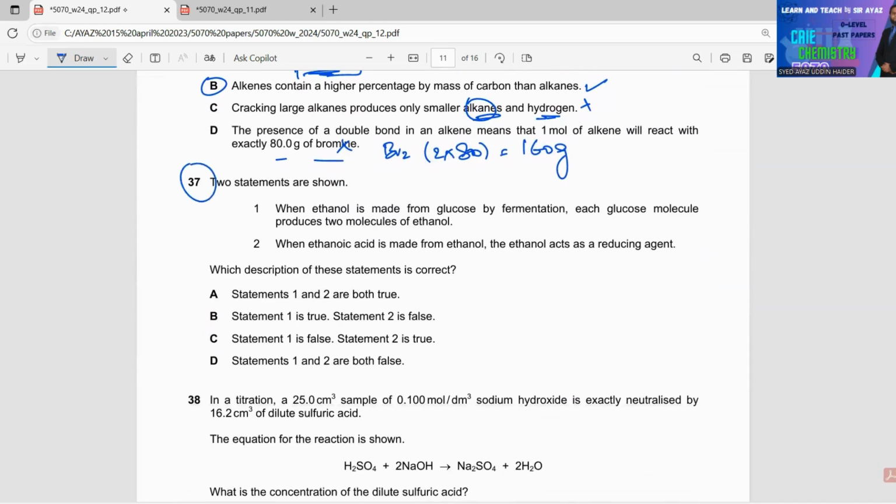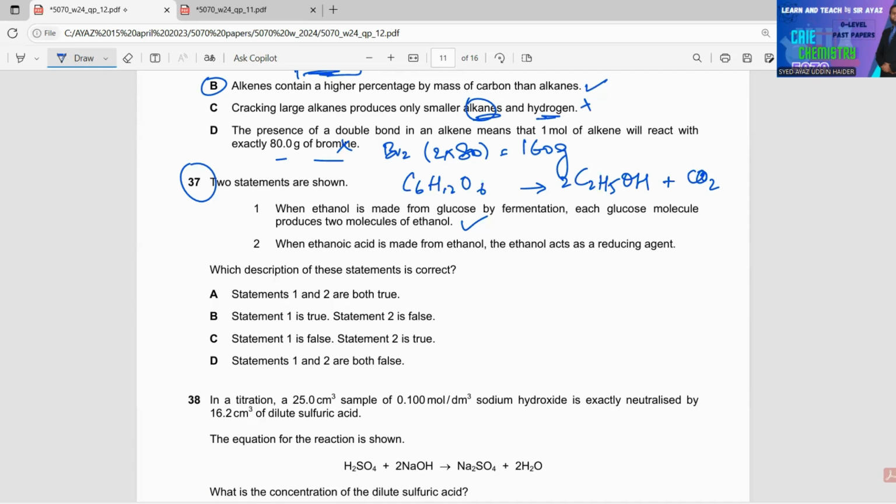MCQ number 37. 2 statements are shown. When ethanol is made from glucose by fermentation, each glucose molecule produces 2 molecules of ethanol. So is this statement correct? Yes, this statement is correct, because we are making ethanol from glucose. This is the formula of glucose, C6H12O6. We will get 2 moles of ethanol. This statement is correct: two moles or two molecules of ethanol.